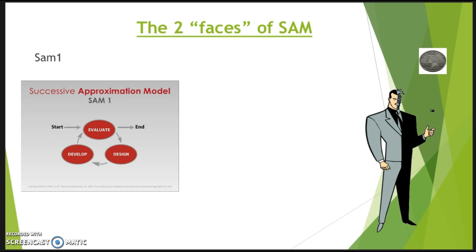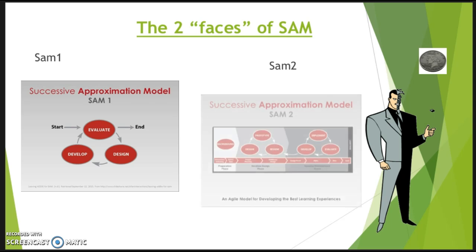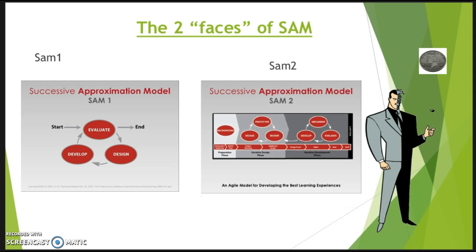On the other side of the coin, we have SAM 2 for larger scale projects. Obviously, as you can see here, there are more steps than SAM 1. These steps are broken down into 3 main phases: preparation, iterative design, and iterative development. Iterative refers to repetition. That is to say that SAM is designed to go through each phase with speed and ease. Repeating the steps efficiently is part of the design of SAM and one of the components that makes it so easy to implement.